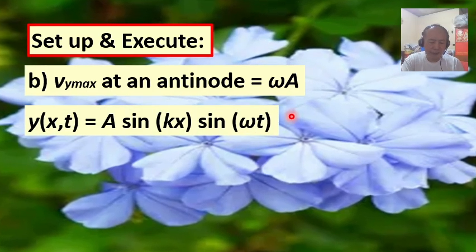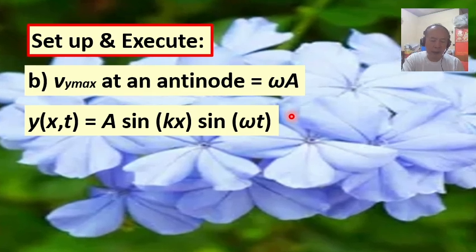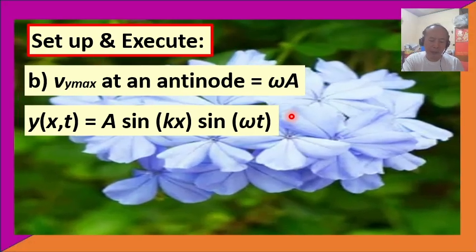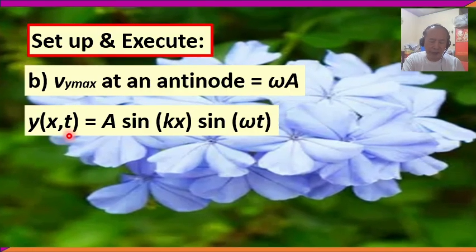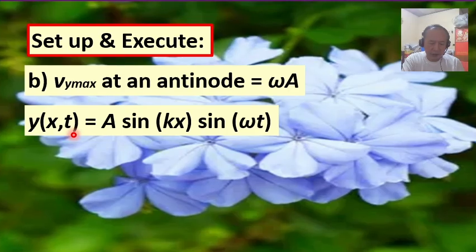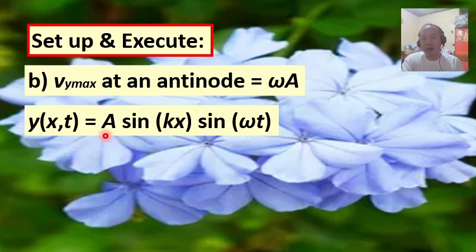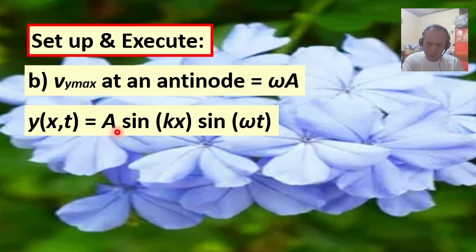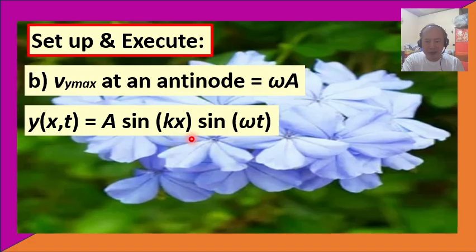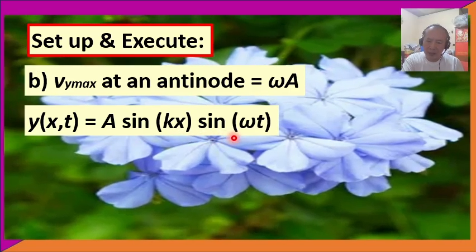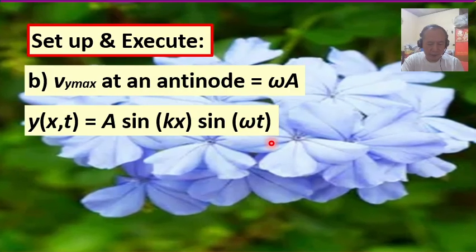we consider the equation of the displacement, or y displacement function with respect to the position x and the time t. So the equation is y is equal to capital A times sine kx multiplied by sine omega t.